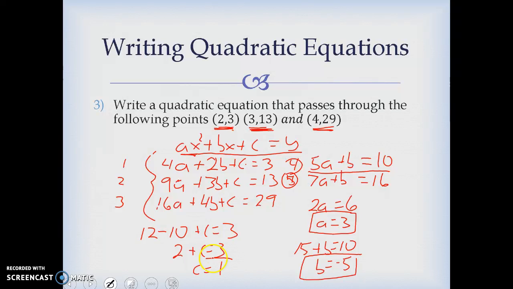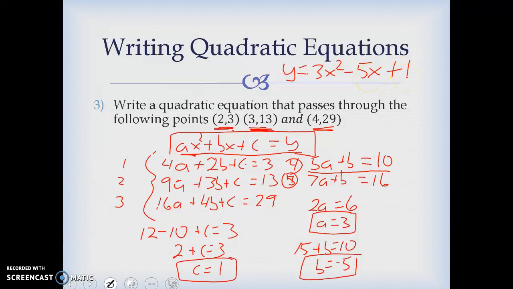So my equation that I'm looking for, I know it's in this form, but now I know what the a, the b, and the c are. And my equation is going to be y equals my ax squared, so that's 3x squared, plus bx, well that's minus 5x, plus c, which is plus 1. And so there we have our equation, 3x squared minus 5x plus 1.